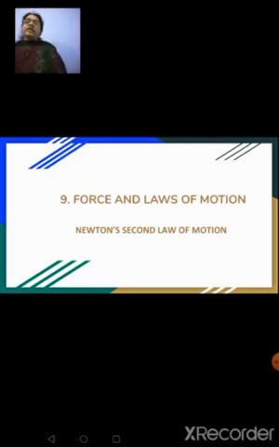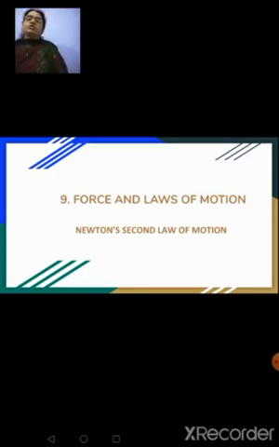This means what? In order to set an object into motion, or in order to bring an object which is already moving back to the state of rest, you have to apply force. Therefore, force is required to displace an object from its position of rest, or to bring an object which is already in motion back to the state of rest, and the applied force should be unbalanced.